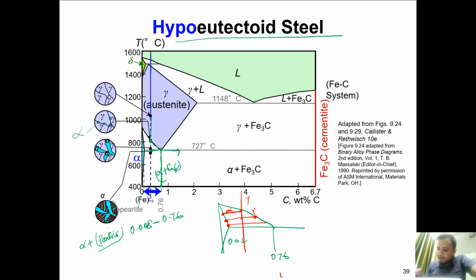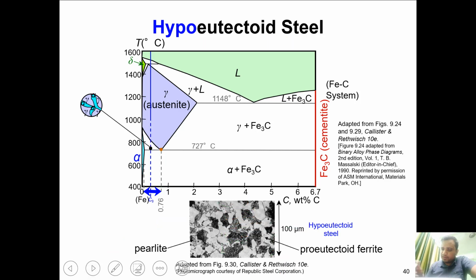Left-hand side, this is alpha, and this is gamma. Once it comes to this location, alpha will be 0.02 and the gamma will be 0.76. The remaining gamma below this temperature will transform from this line, the eutectoid line. That's why we will have the alpha as well as the eutectoid pearlite. This is what the microstructure looks like: this white color is your alpha, and this black one is the pearlite.